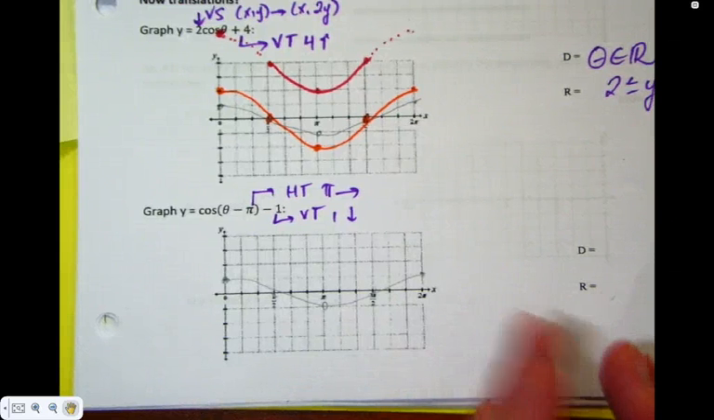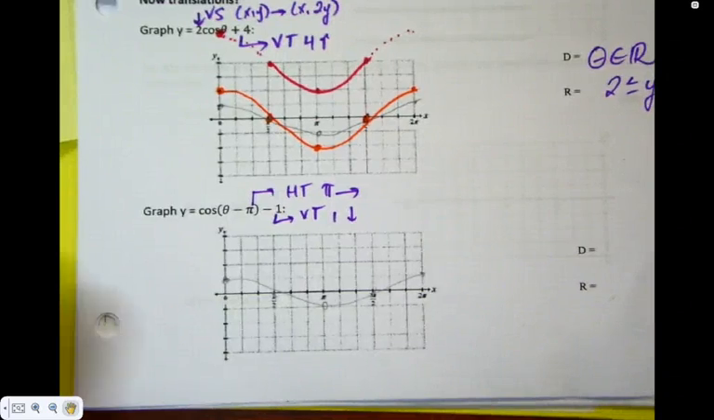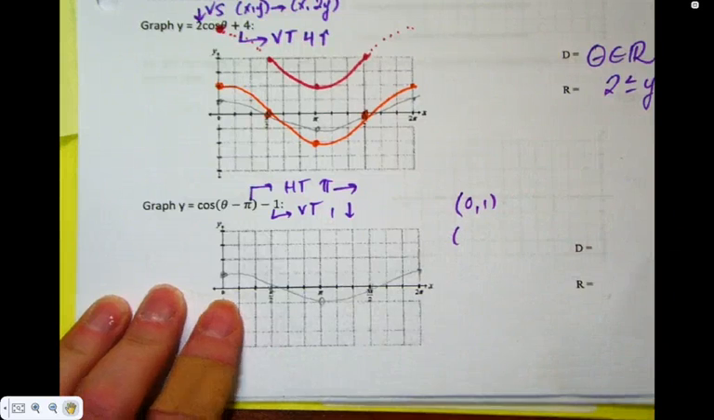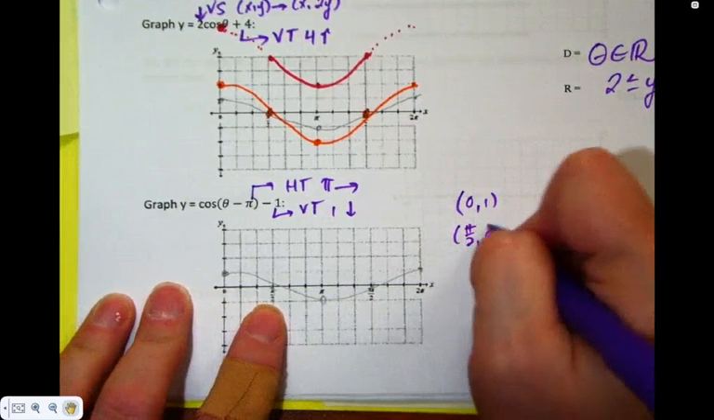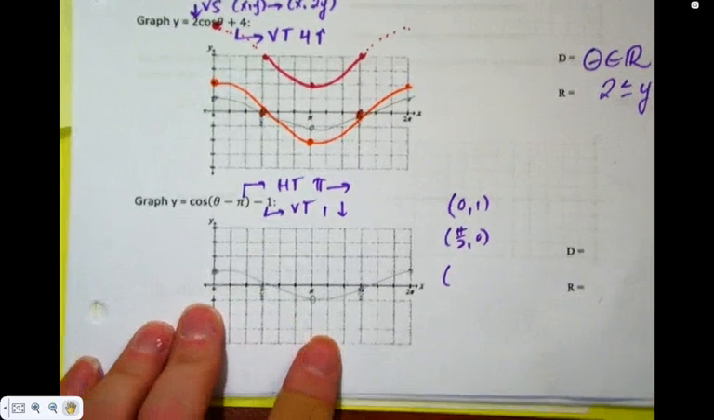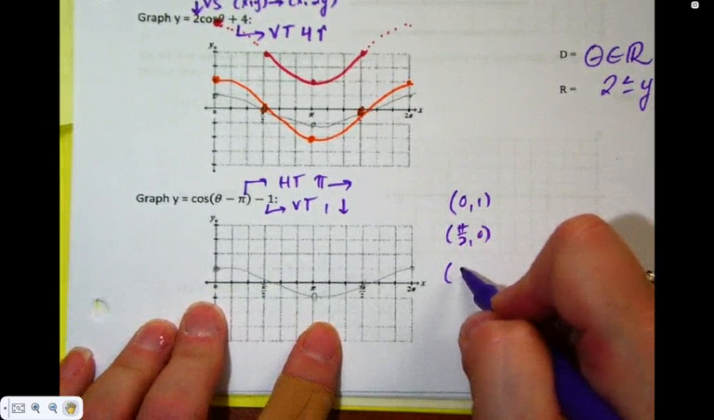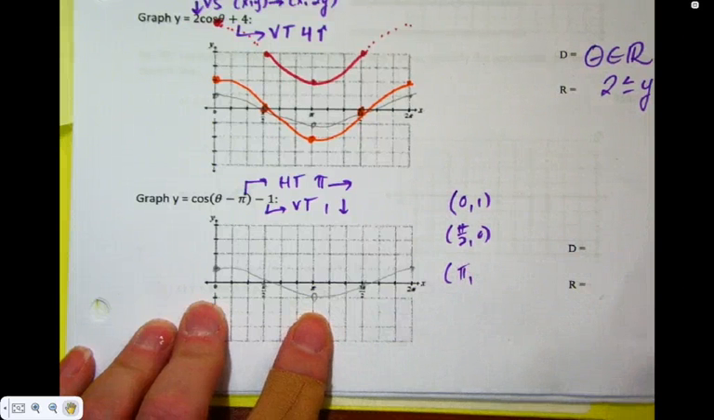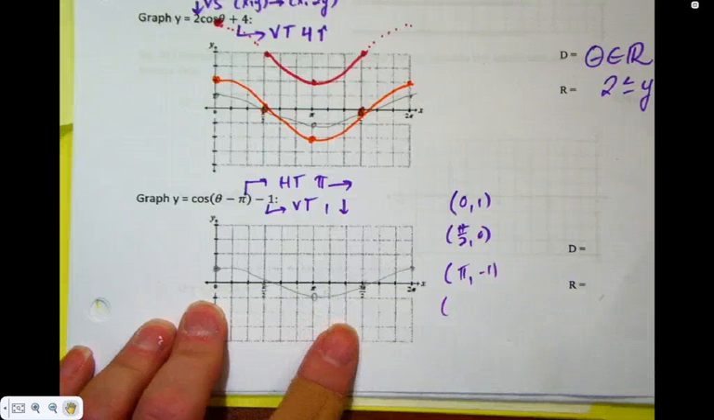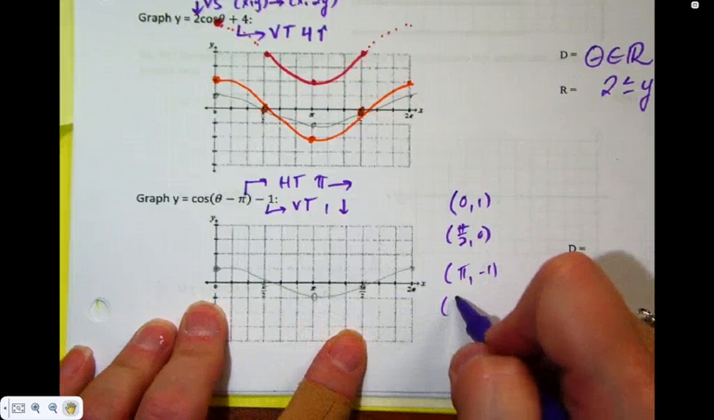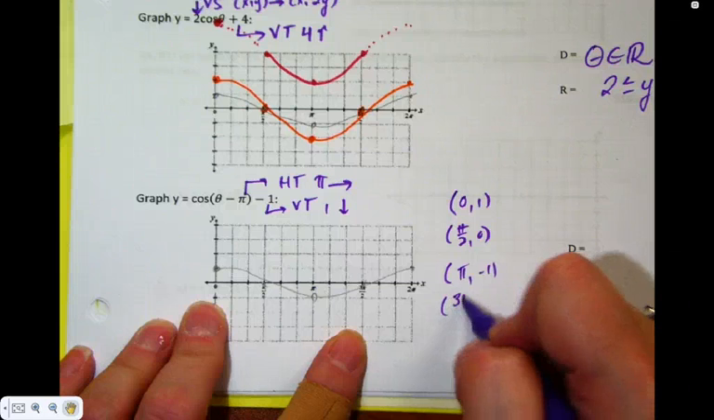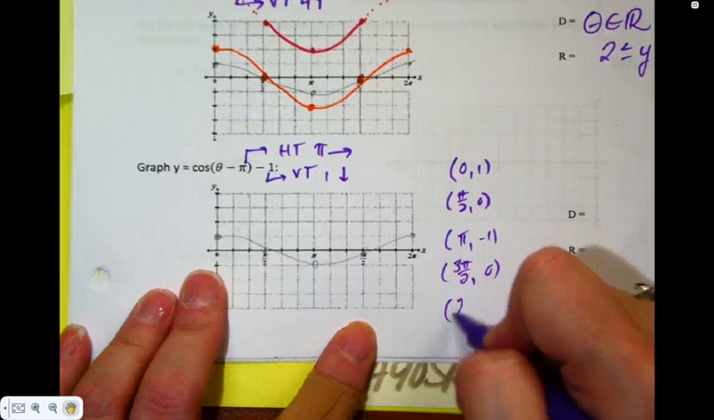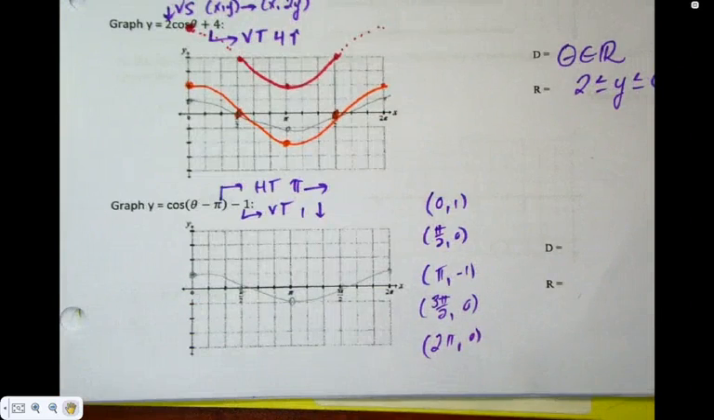I'm going to do the coordinates for the coordinate people. If you're not a coordinate person, just wait a second, I will get to you. On the base graph, the first point is (0, 1). The next point is (pi on 2, 0). The third point is (pi, -1). The fourth point is (3 pi on 2, 0), the bottom of the circle. And the last point is (2 pi, 1).